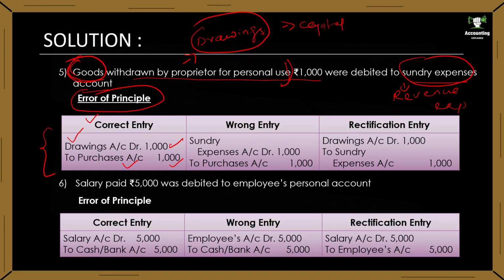Next, wrong entry. Wrong entry is instead of drawings, you have taken to the sundry expenses. So when the expenses increase, it has to be debited. Sundry expenses debit 1000 to purchases account 1000. That purchases account you have taken correctly. So for passing the rectification entry, compare the correct and the wrong entry. Here you are seeing that purchases credit is taken correctly. Now the correct entry is drawings account debit 1000. So take it as debit, drawings account debit 1000, and for sundry expenses you have debited wrongly. Cancel that by crediting sundry expenses 1000.